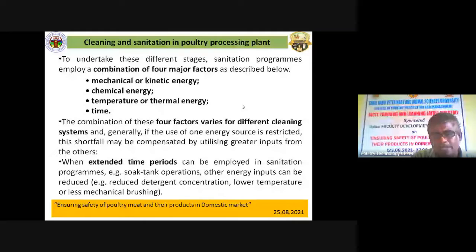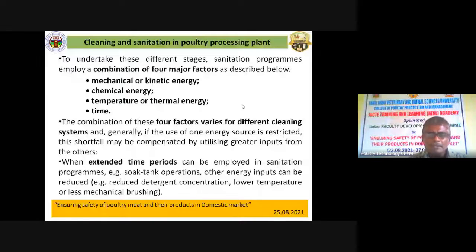Then the fourth important factor is time. Whether you apply mechanical energy or chemical energy, it should be applied for a considerable period of time. Only then can we ensure efficient removal of soil from the surface of the floor or from the meat contact surface.